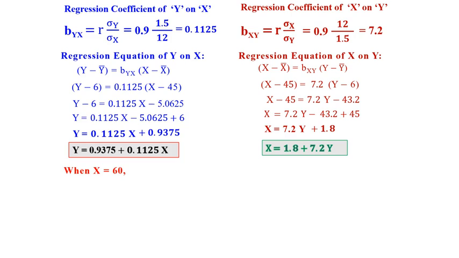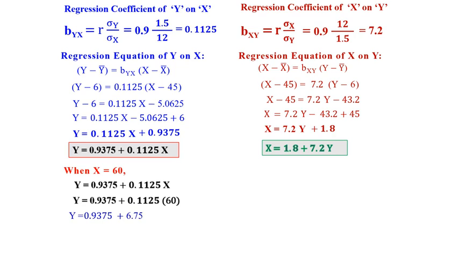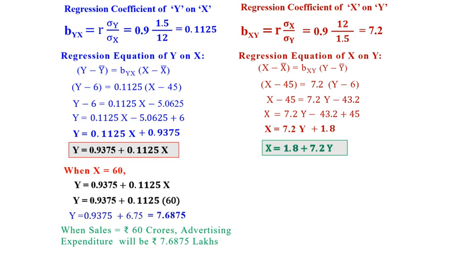So for this we have to use the y on x formula. So y on x is given as y equals 0.9375 plus 0.1125x. So substitute 60 in the place of x, multiply 0.1125 into 60, you will get like this. So y equals 7.6875. So when sales are 60 crores, advertisement expenses will be 7.6875 lakhs. Similarly, when advertisement expenses are given as 10 lakhs, what will be the sales?